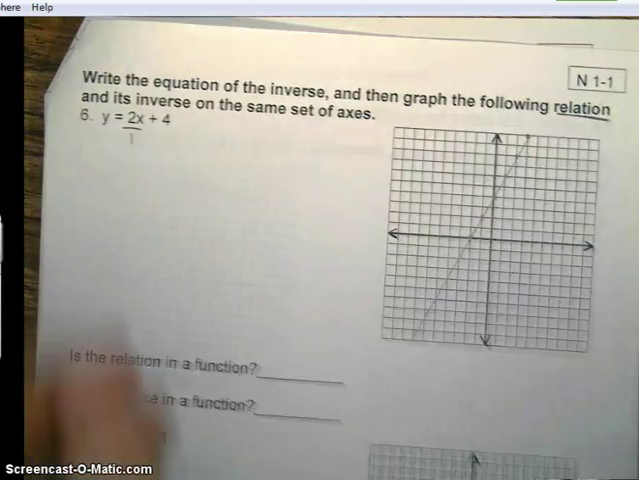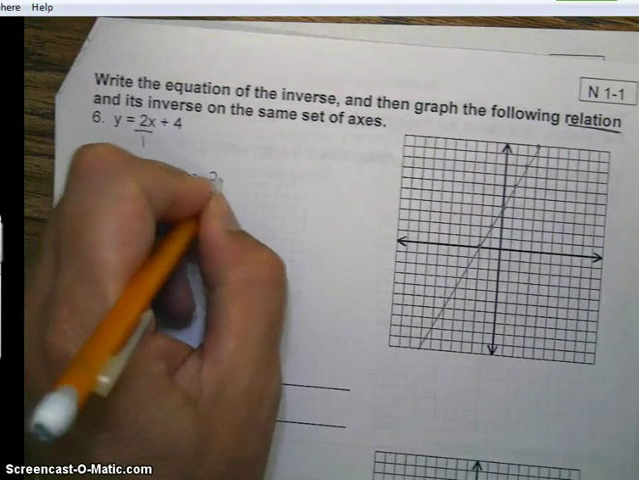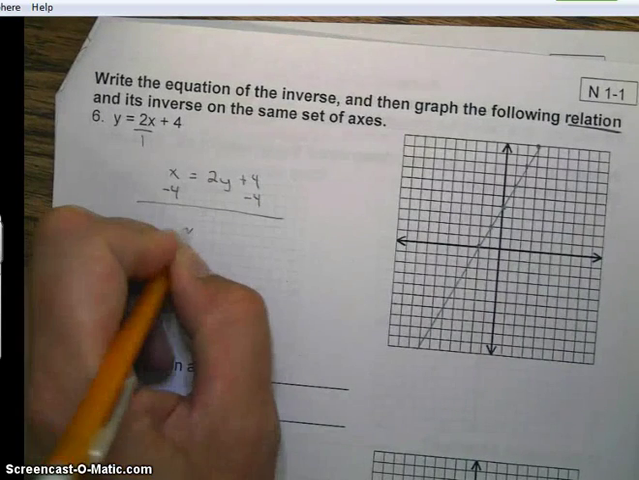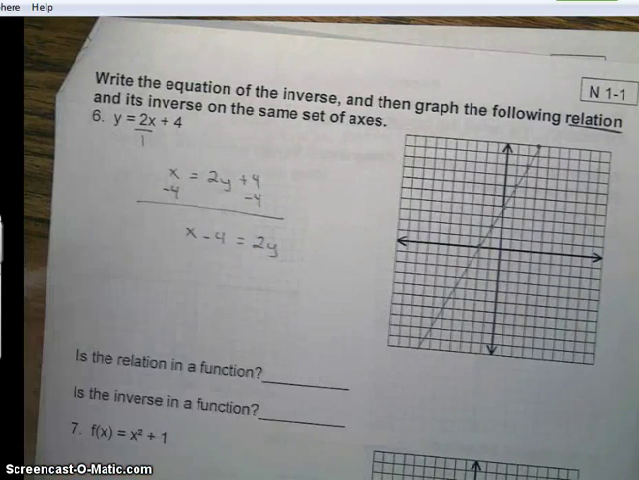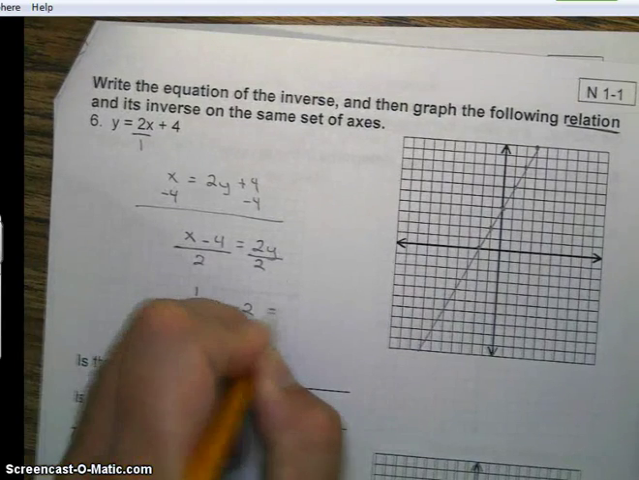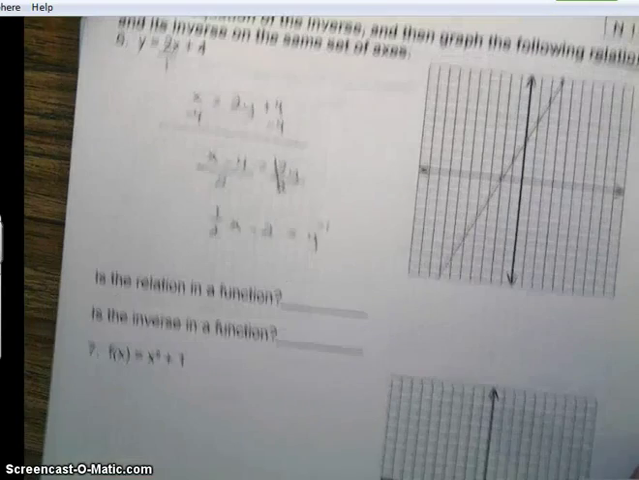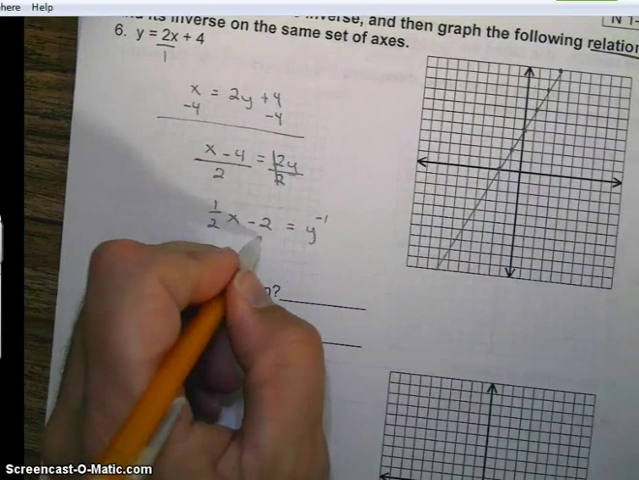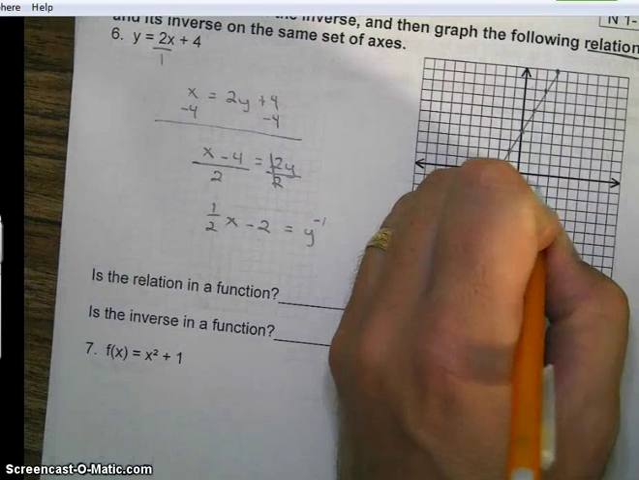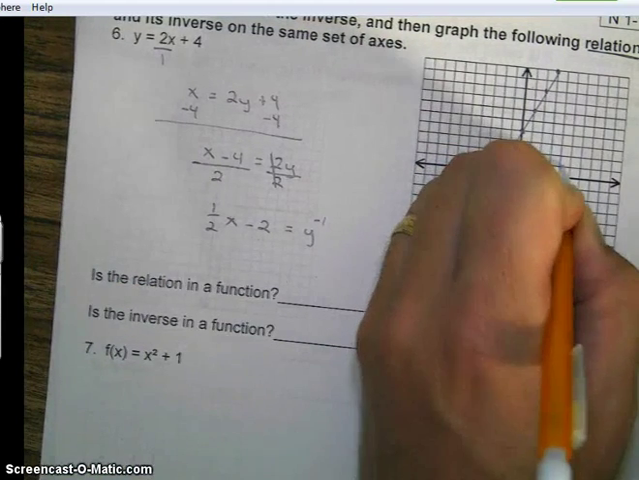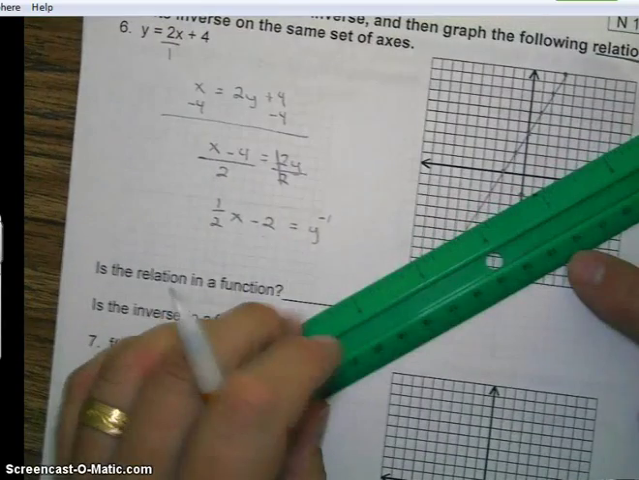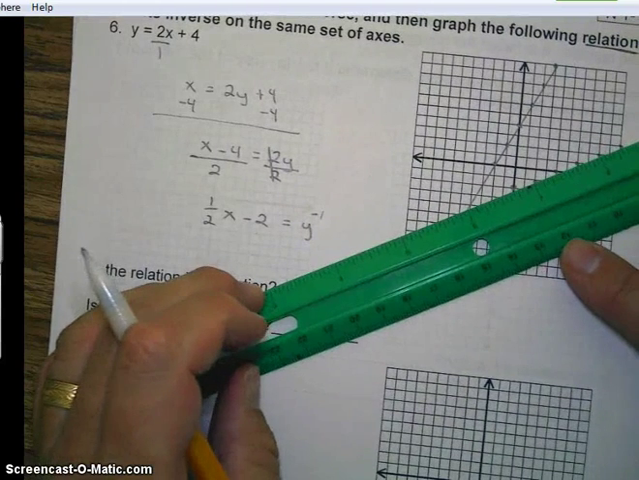Okay. Now I'm going to go ahead and quickly find the inverse, showing all the steps, not taking any shortcuts here. Okay, so there's our inverse. So here's our y-intercept, -2. Rise over run, up 1 over 2. Let's graph it.